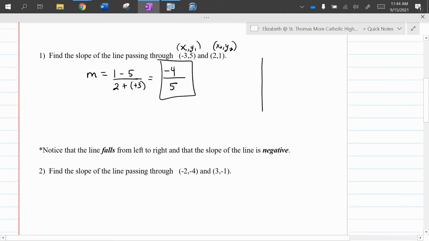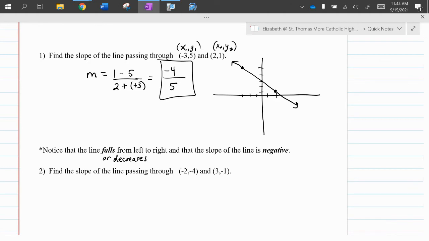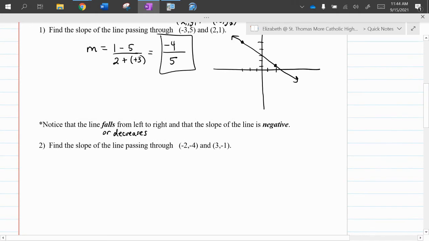And if we look at a graph on the coordinate plane, negative 3 comma 5 is up here, and 2 comma 1 is here, and the line that goes through those 2 points looks like this. And we're going to notice that that line falls from left to right. It goes down, falls, or we could say it decreases from left to right, and that the slope is negative. So when a line decreases or falls from left to right, we're going to see that the slope is negative. All right, let's do another example.